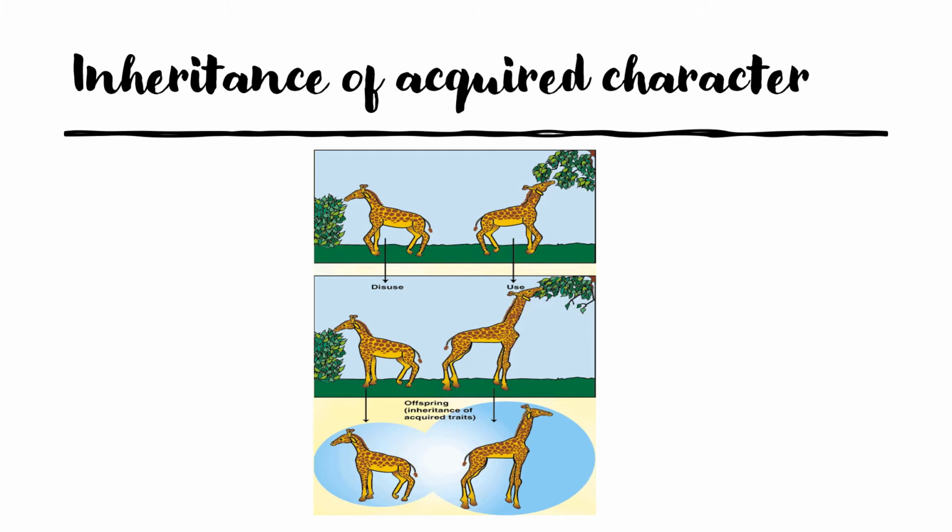But this longest neck character is transferred to the next generations. So generation by generation it is transferred. That's why the present giraffe has the longest neck. Right? So the character which is acquired during the lifetime because of environmental changes will be transferred to the next generations. Right? So that is the concept regarding inheritance of acquired characters.